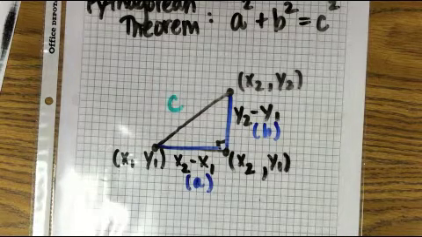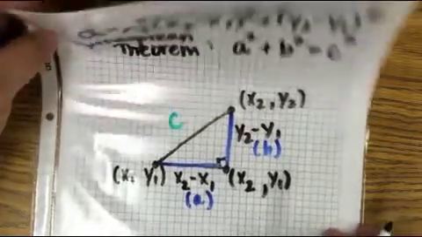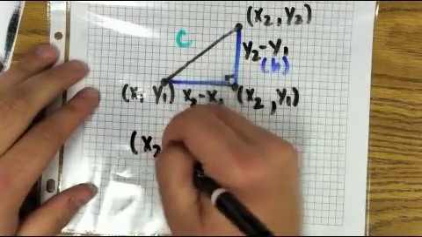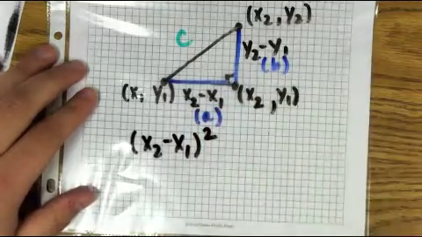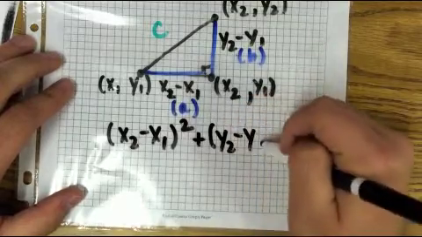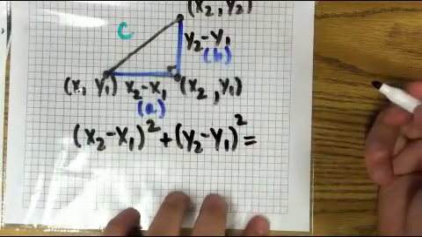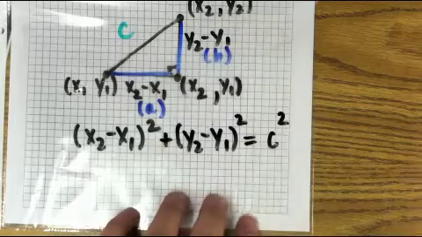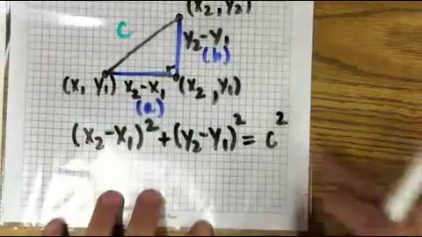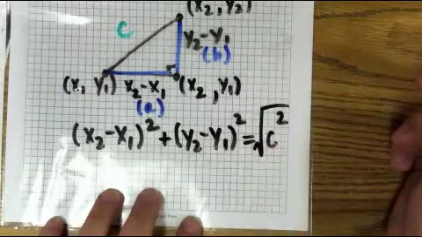So let's apply the Pythagorean theorem and watch how we get the distance formula. If I take the A, which is x2 minus x1, and square it, plus the B, which is y2 minus y1 squared, remember, that is going to be equal to the hypotenuse, which in this case is c squared. All right, now, I don't want just c squared. I want plain old c. So in order to get c by itself here, I'm going to square root both sides.